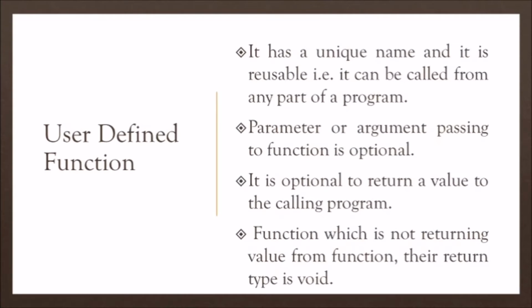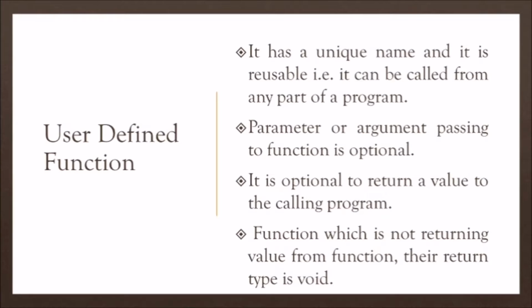Now this user defined function has a unique name and it is reusable. What is the meaning of reusable? It means that it can be called from any part of a program, and multiple times. The parameter or argument passing to a function is optional; let us discuss what a parameter and argument passing are one by one. It is also optional to return a value to the calling program. The function which does not return a value has return type void.